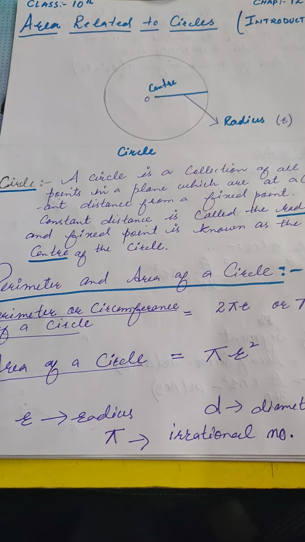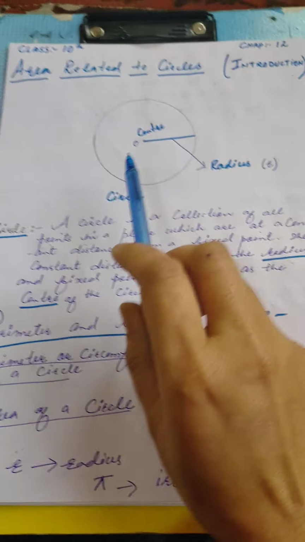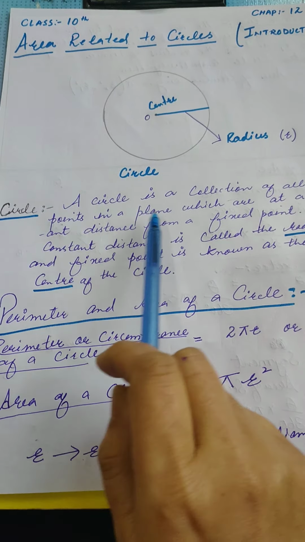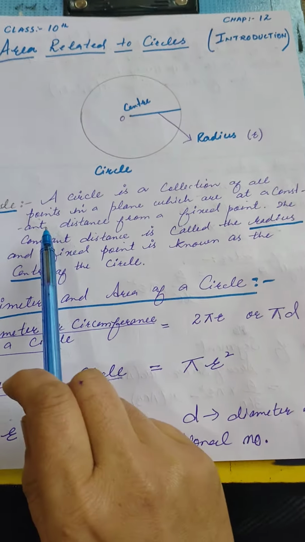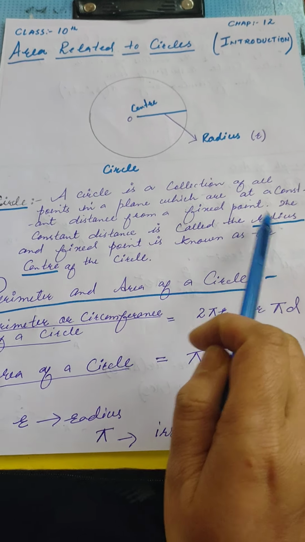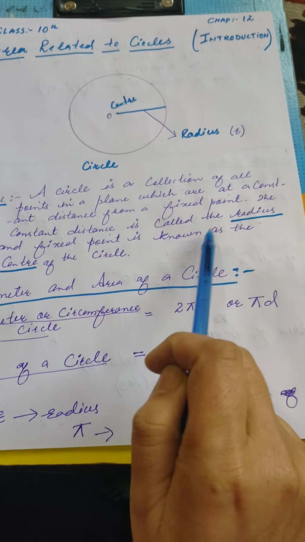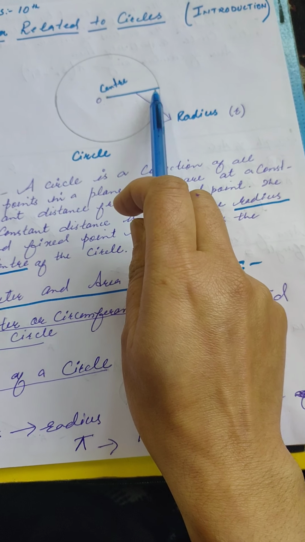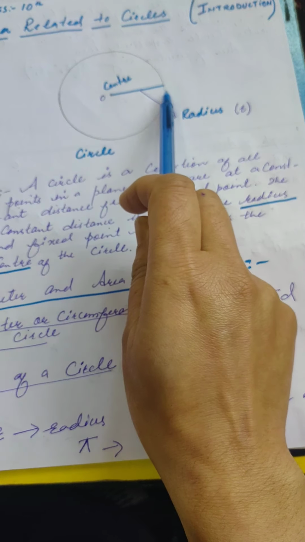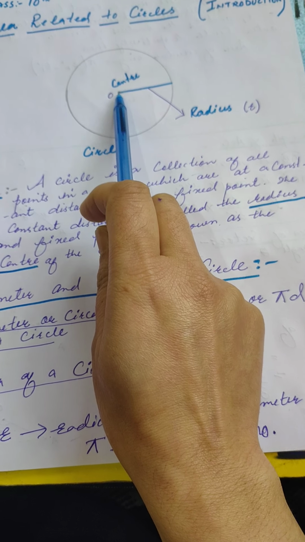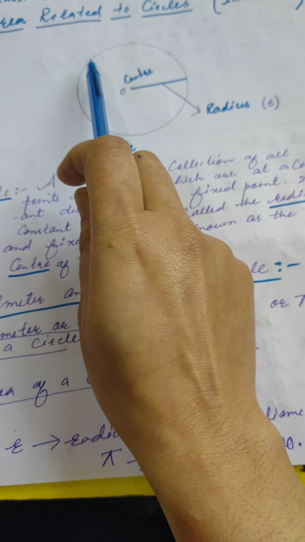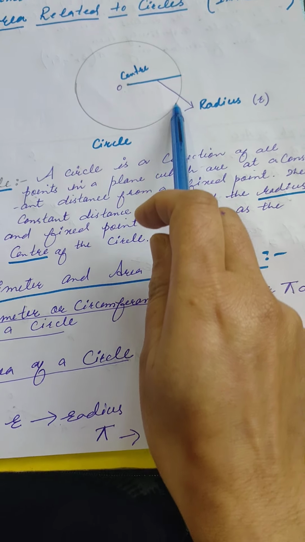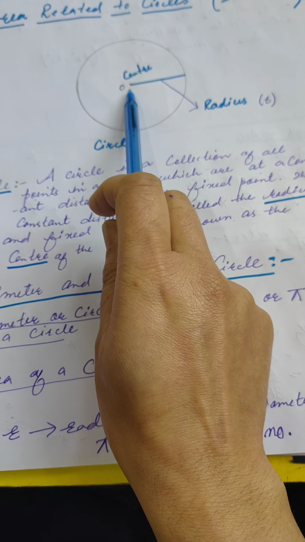What is a circle? A circle is a collection of all the points in a plane which are at a constant distance from a fixed point. The constant distance is called the radius. This is the radius, the distance between the center and the circumference here. This is the radius, and this point is the center. So these are the infinite number of points which are equidistant from this fixed point.